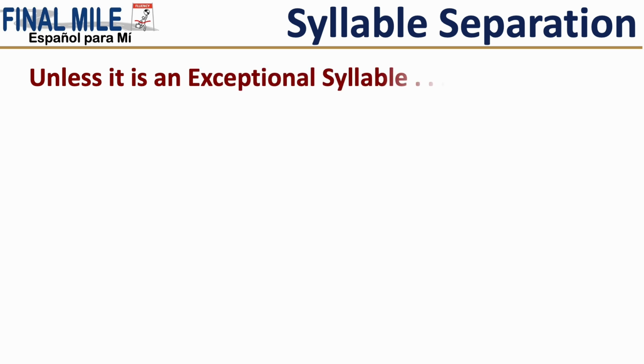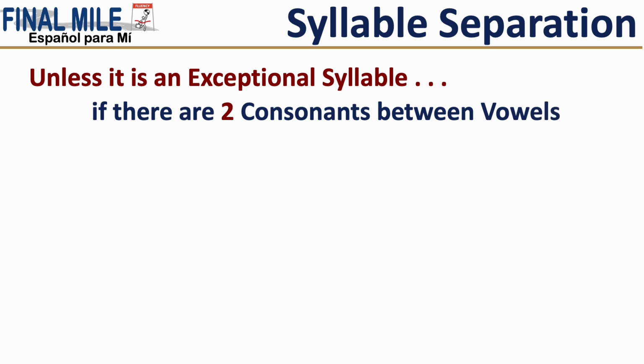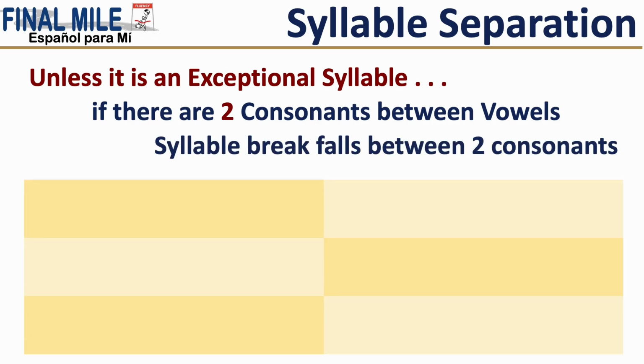Okay, so now, this is the rule, and it starts with that. Unless it is one of those exceptional syllables that we just saw in the previous slide. And don't worry, the previous slide is included in your homework and practice exercise so that you can remember. Or you can always take a screenshot or a picture of it with your phone so that you can review it when you're not doing homework and you're doing something else. That is always recommended. So, unless it is an exceptional syllable, if there are two consonants between vowels, the syllable break falls between the two consonants. Okay, we've seen a couple of words like this before.